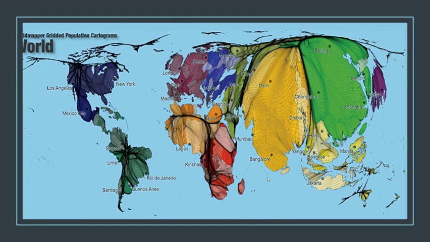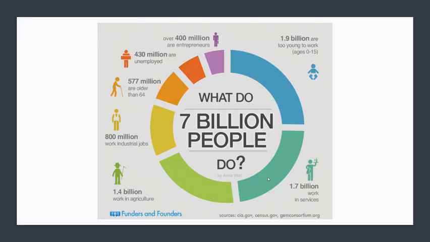So what are all these 7 billion people in the world doing? Most of them are too young to work. A bunch work in services or agriculture. Some work industrial jobs. Plenty are retired, 577 million, though maybe not retired. They're just older than 64. Many are unemployed, and then some are entrepreneurs.